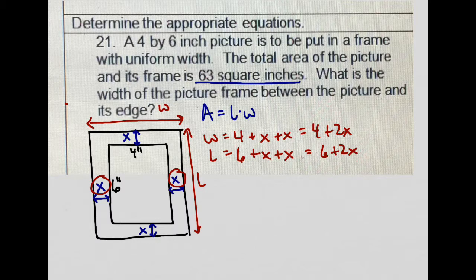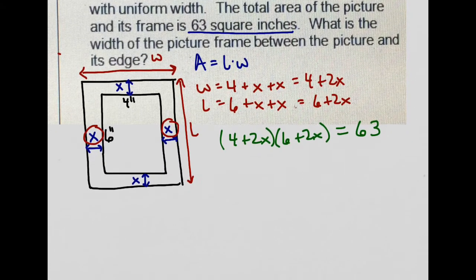So to find my area, all I need to do is multiply them. So my equation is going to look like this. (4 plus 2x) times (6 plus 2x). Notice I'm using these parentheses because it's the entire quantity, right? We want to make sure everything gets distributed properly, equals 63 square inches. So if I multiply all this out and move all my terms over, I'll be able to solve this using our traditional quadratic equation techniques. So let's give this a shot.